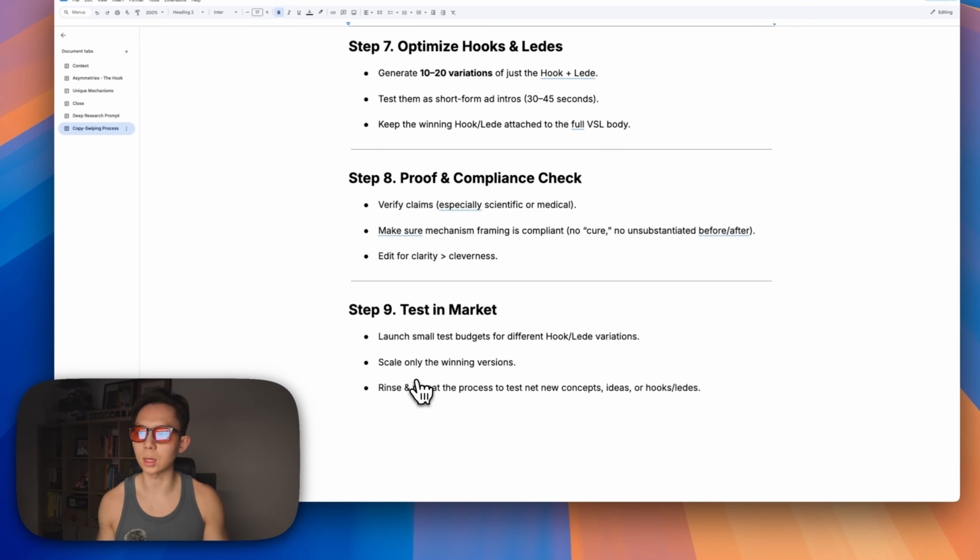And then last thing is you want to test it. Launch small test budgets for different hooks and leads, scale the winning versions, and rinse and repeat the process to test net new concepts, ideas, or hooks. Once you've figured out a winning VSL that becomes your control, you can now focus upstream: the ads, the static ads, what the traffic sources are, the different traffic channels, and then prioritize accordingly. Because when you have a good VSL, you can pretty much run it for a very long time to come.